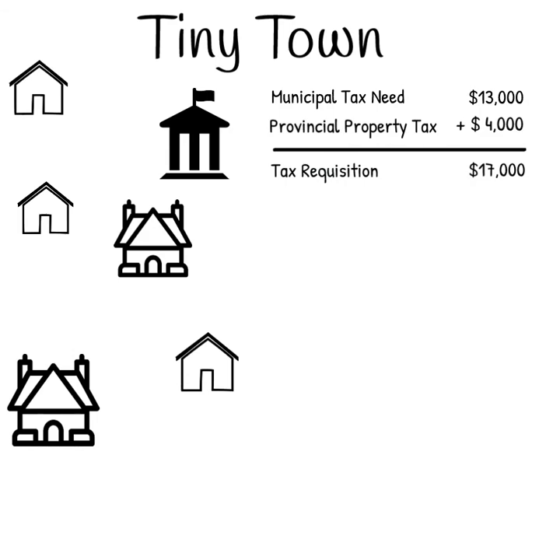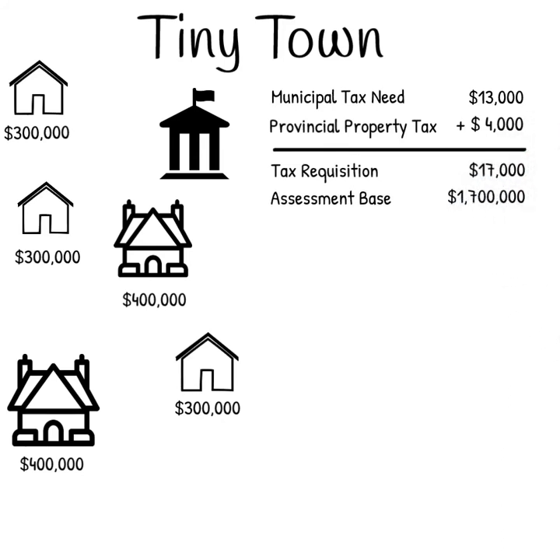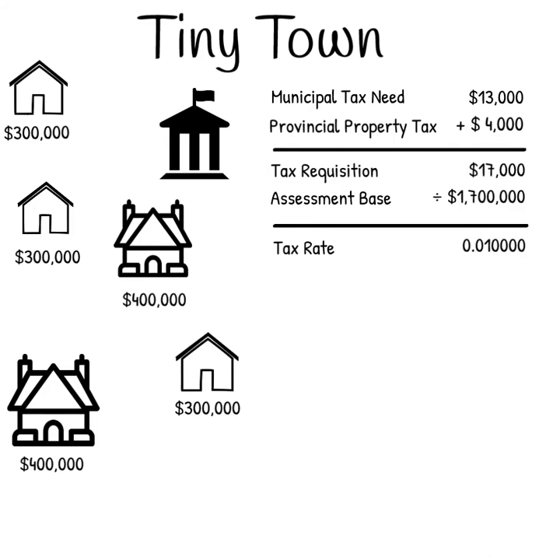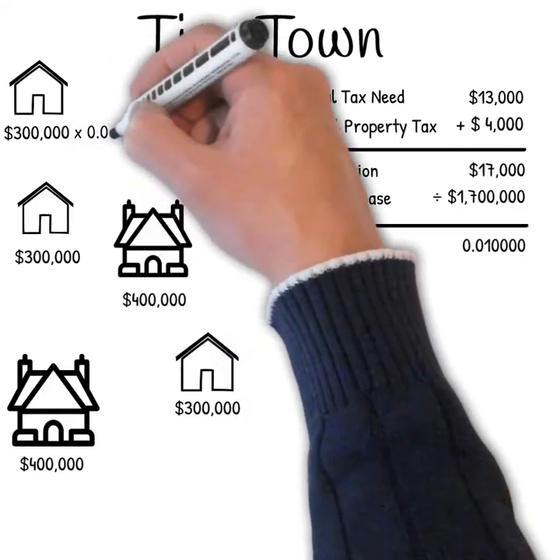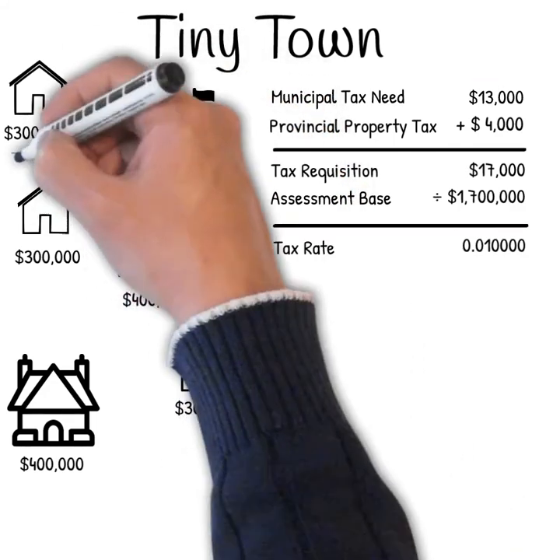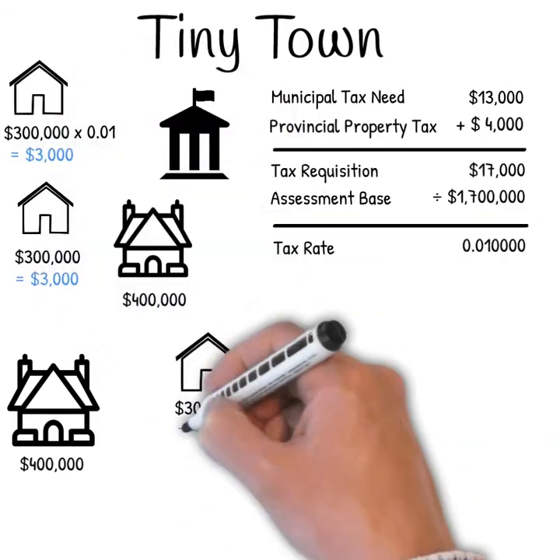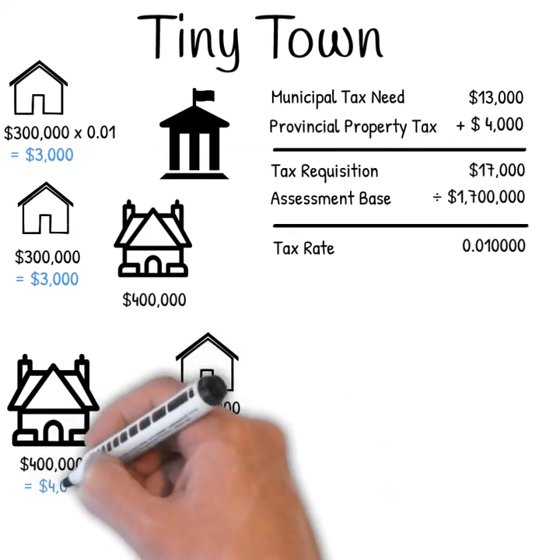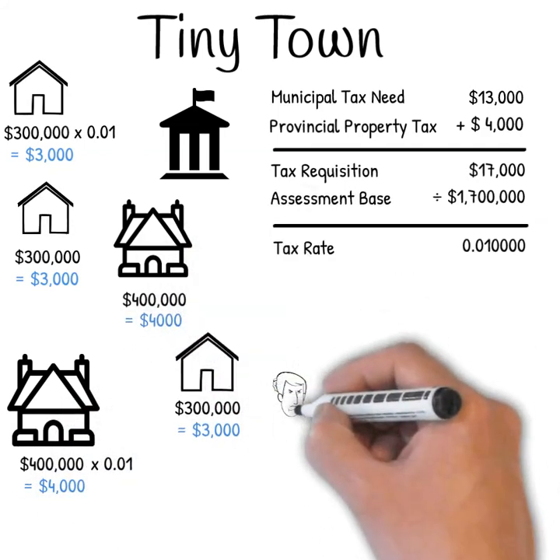Assessment shows that most houses are worth $300,000, but the bigger ones are worth $400,000. Adding the value of all these houses together, Tinytown has an assessment base of $1,700,000. The tax requisition is divided by the assessment base, which gives Tinytown a tax rate of 0.01. When we multiply the $300,000 assessment of small houses by this tax rate, we see that they each owe $3,000 in taxes. And when we do the same math with the more expensive houses, we see they each have to pay $4,000 in taxes.